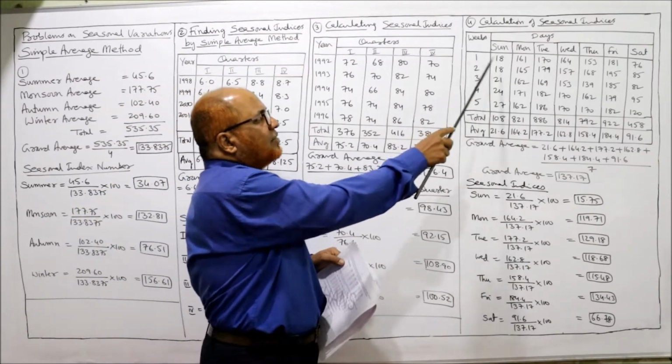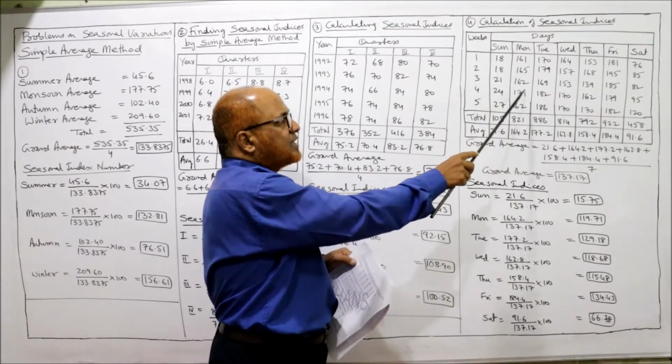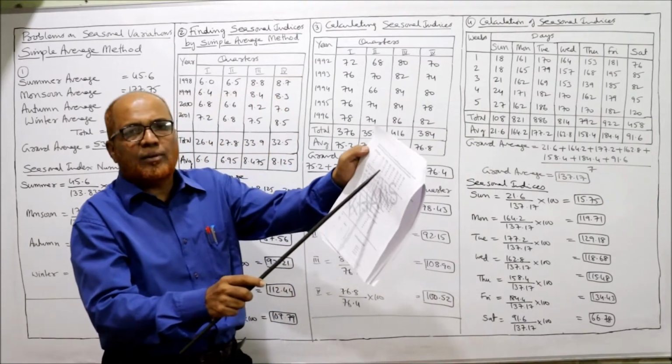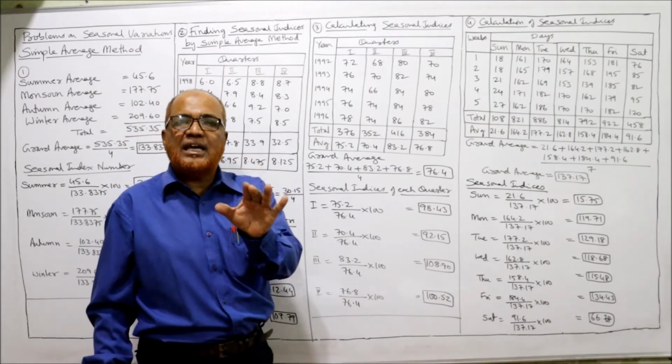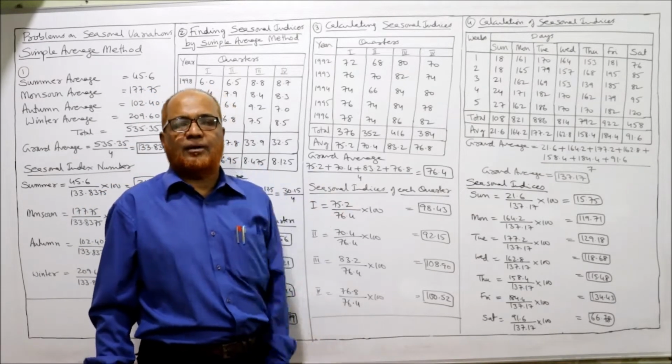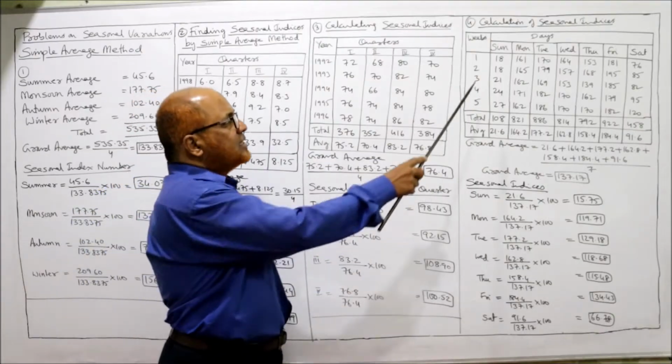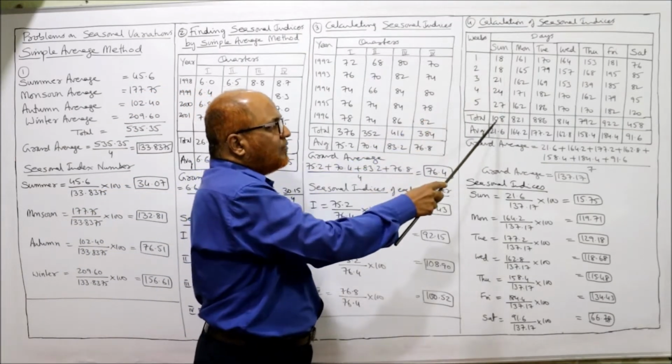For first week 7 days, second week 7 days, third week 7 days, all the data is given in the problem. We have to calculate what is the seasonal index for each day of the week. Each day of the week. Sunday. Take the total of Sunday 108.